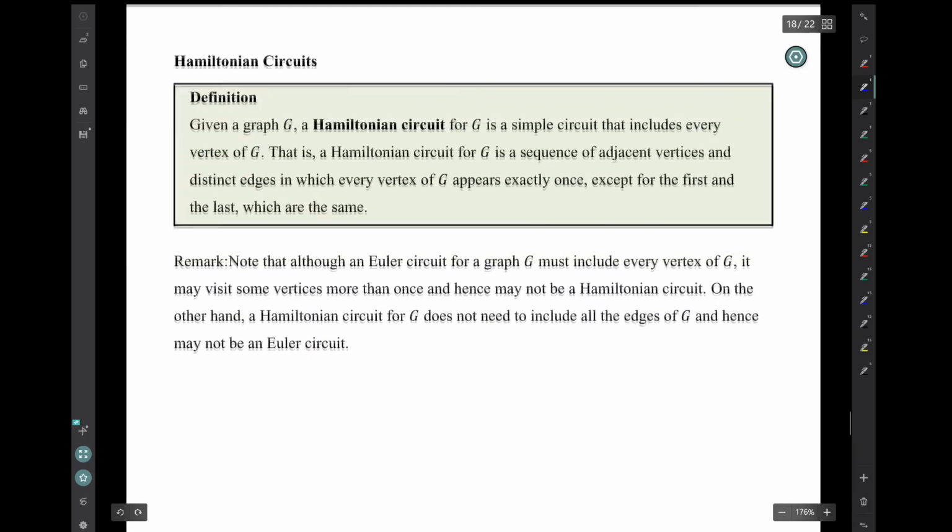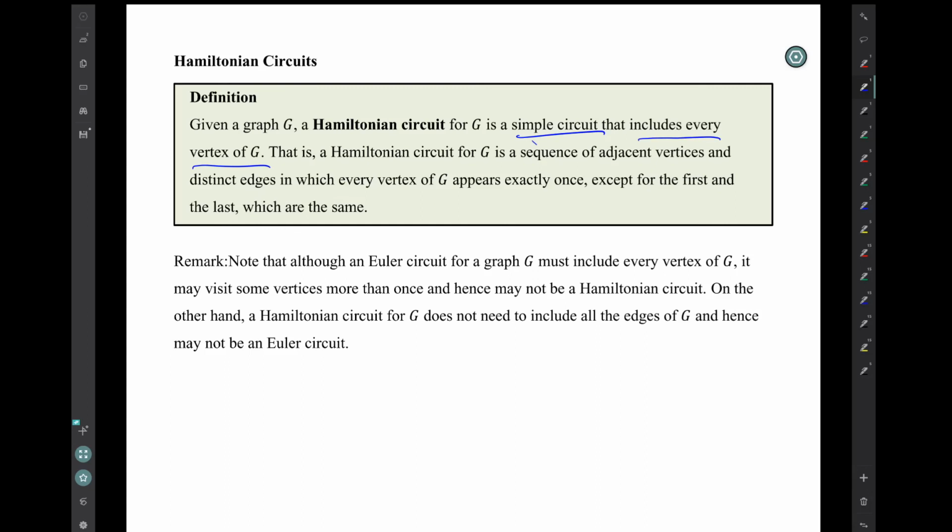Let's go on. Hamiltonian circuits is the next topic. A Hamiltonian circuit is a simple circuit that includes every vertex. That is, a Hamiltonian circuit is a sequence of adjacent vertices and edges in which every vertex appears exactly once, except for the first and the last, which are the same.